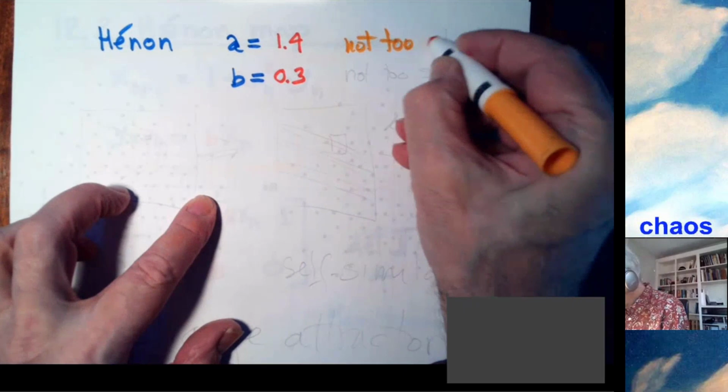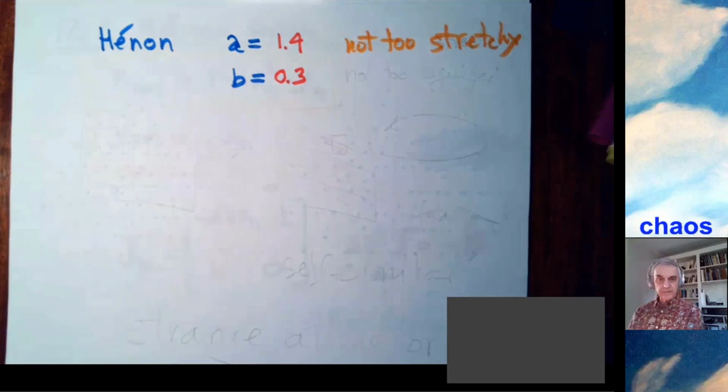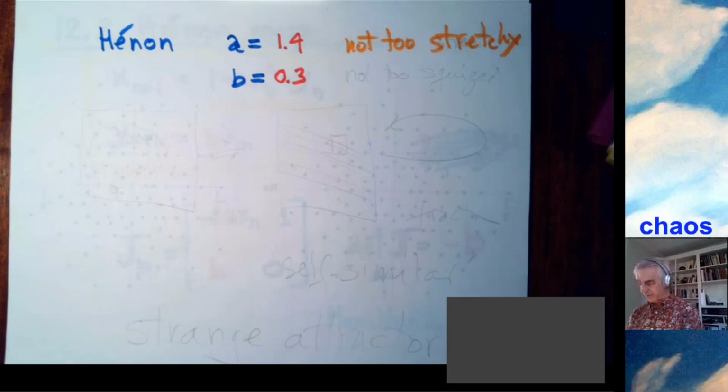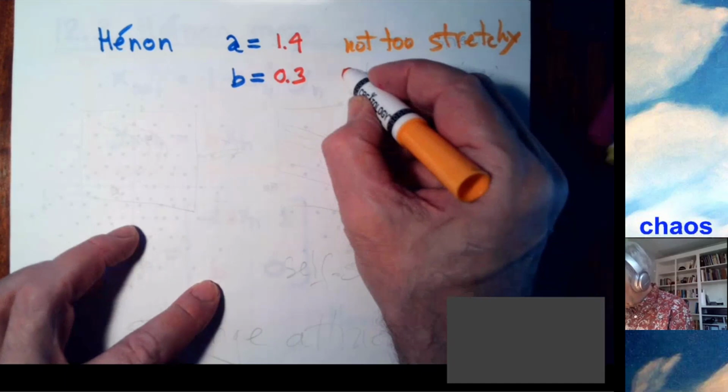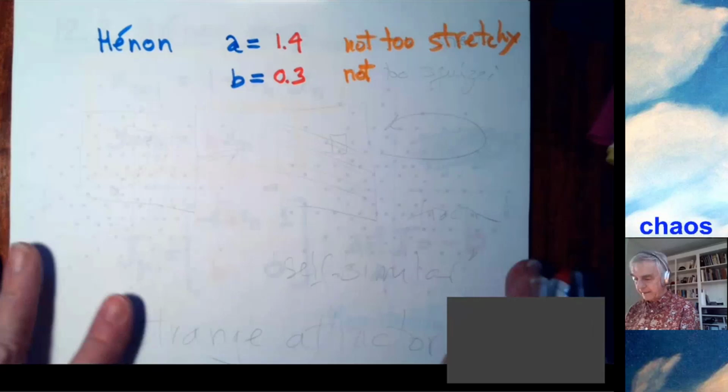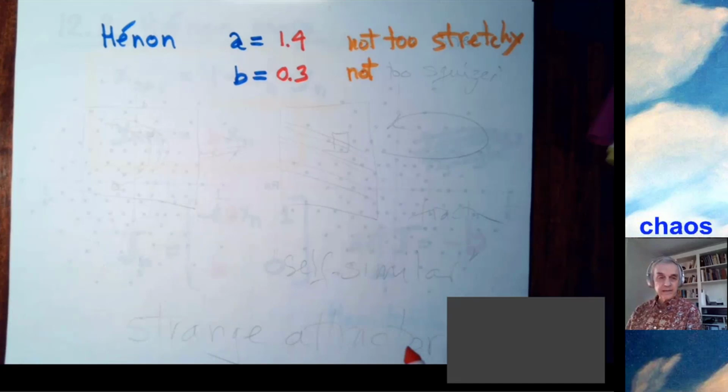Now, this you can quantify by looking at fixed points, finding their eigenvectors and eigenvalues, and they give you a precise statement of what stretchy means. But morally, that's what it is. A just controls stretching. And B, if you take it too large, it's not very much like a Hénon map, because a Hénon map is very thin. If you take it too thin, you see no structures. So you don't want it to be too squeezy.